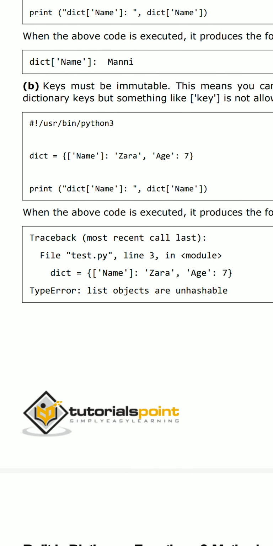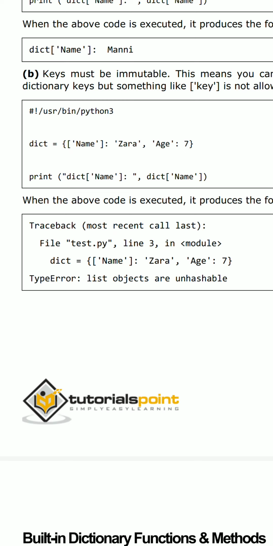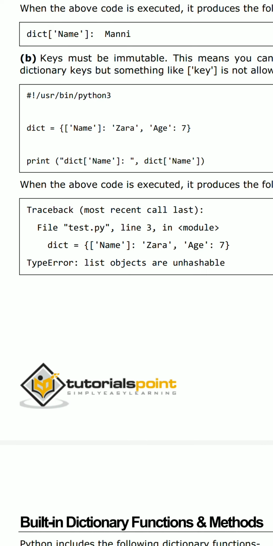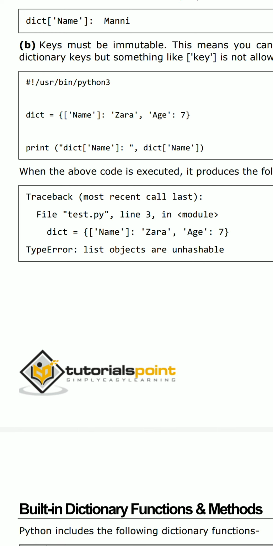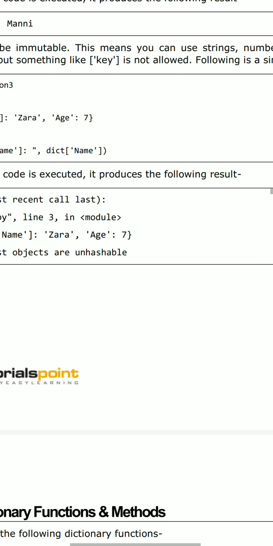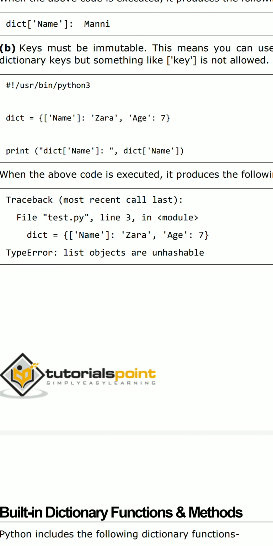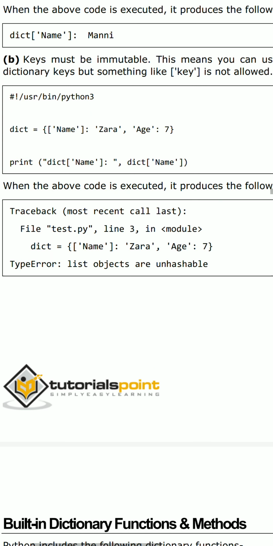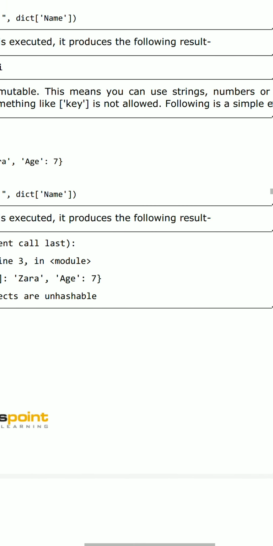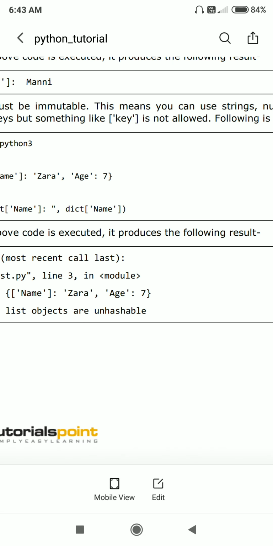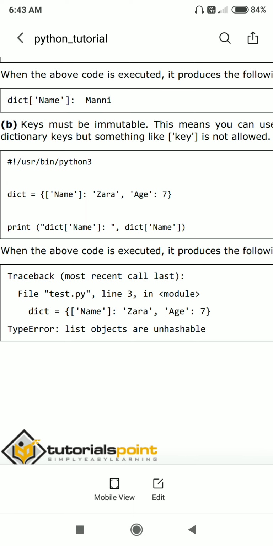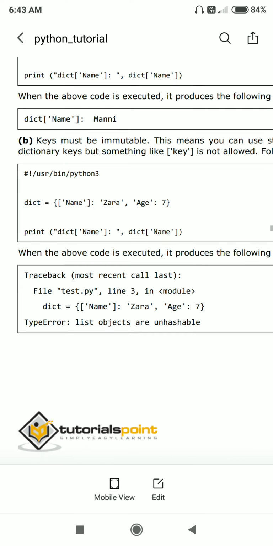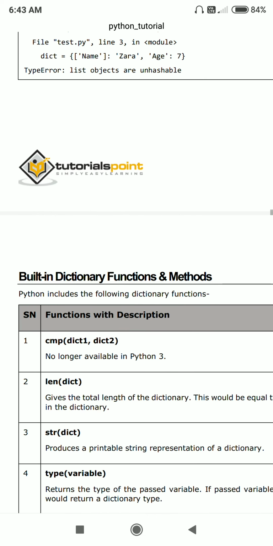Using the dictionary, we have two values separated by colon, and the entire dictionary is in braces. So we have name is Jara, age is 7. I am printing the dictionary name, that is Jara, onto the output screen. When the code is executed we get an error, because we can't change the name value. This means the keys must be immutable. That means we can use strings or numbers. Here I am not using the syntax in the proper way, that's why I get the error. This is something about the properties of dictionaries.